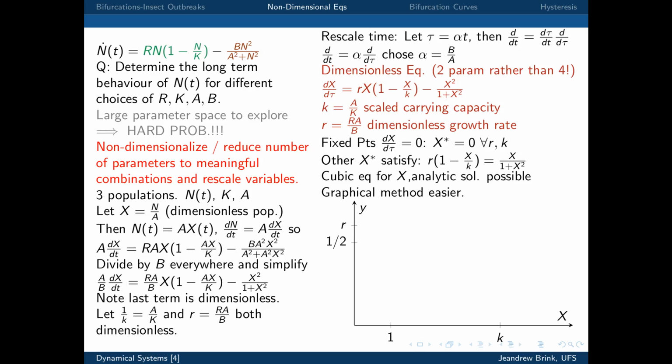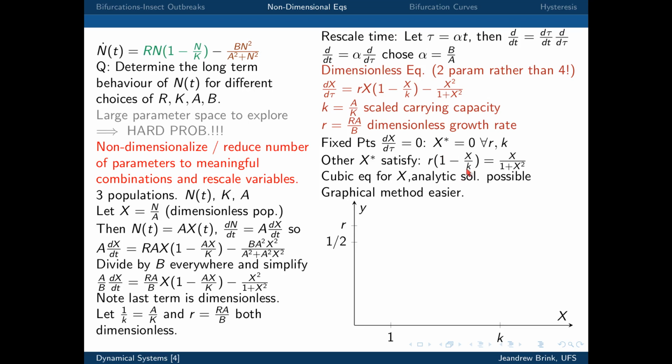So the graphical method is once again you're setting two different equations equal to each other. This one on the left-hand side depends on two parameters, r and k. The one on the right-hand side does not. And the zeros occur when the two graphs intersect each other. So what we're going to do is simply plot this graph.